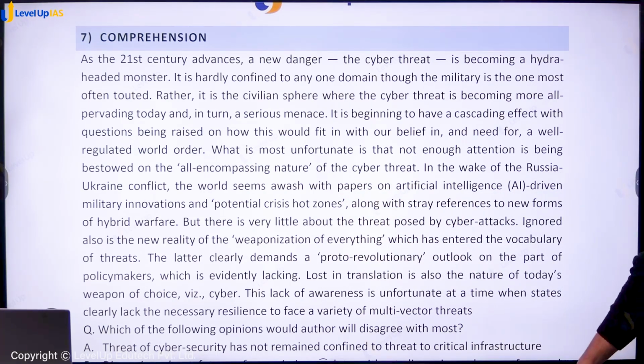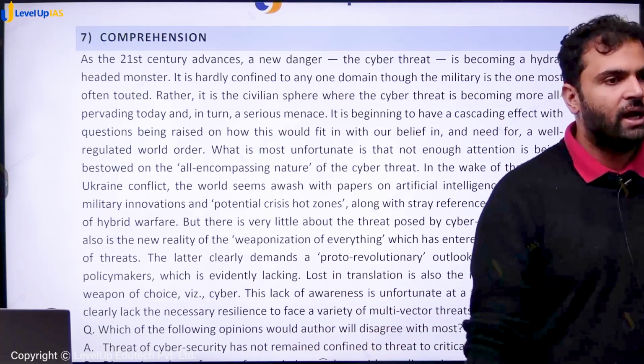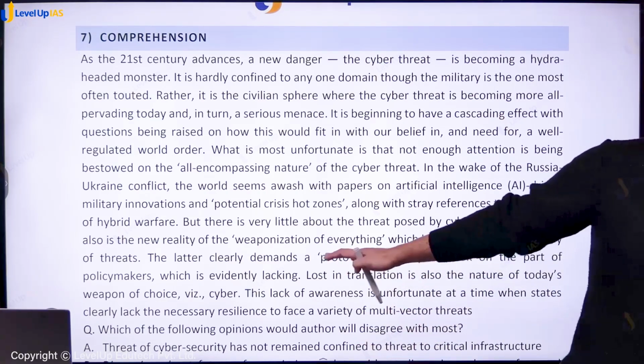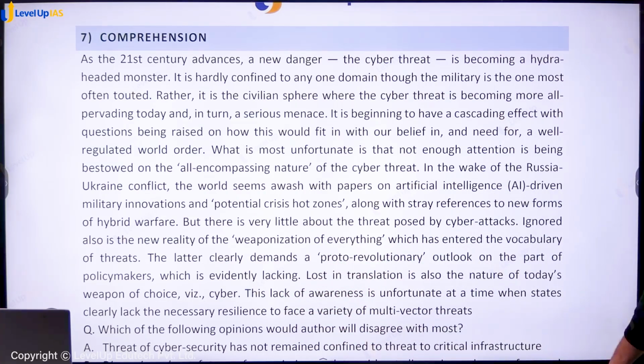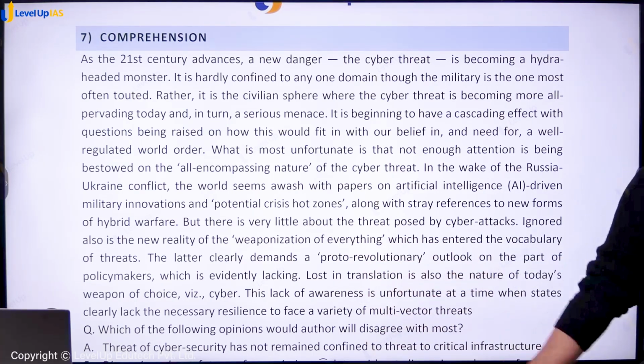In the wake of Russia-Ukraine conflict, the world seems awash with papers on artificial intelligence driven military innovations and potential crisis hot zones, along with stray references to new forms of hybrid warfare. But there is very little about the threat posed by cyber attacks. Author is concerned about that. Author is saying everybody is talking about AI, about new conflict zones or possible hot pursuit areas, etc. But nobody is talking about cyber threat. Ignored also is the new reality of the weaponization of everything, which has entered the vocabulary of threats. Perhaps author will talk more about it in the upcoming sentence.